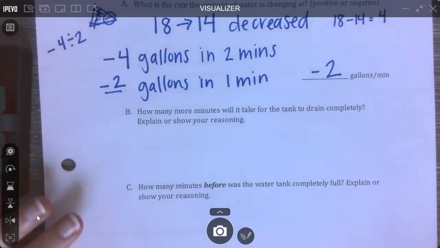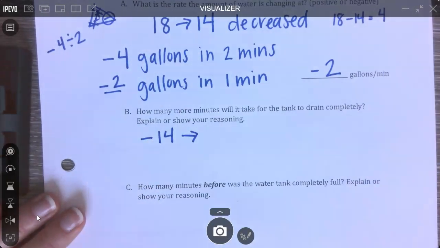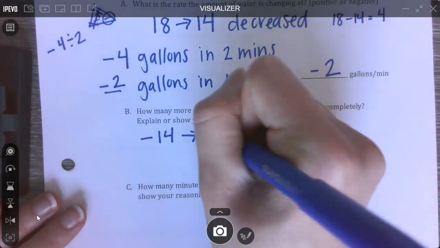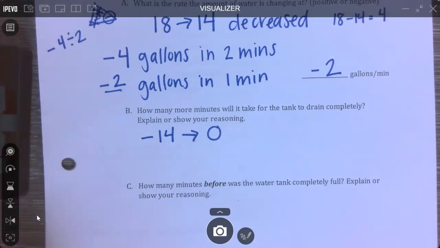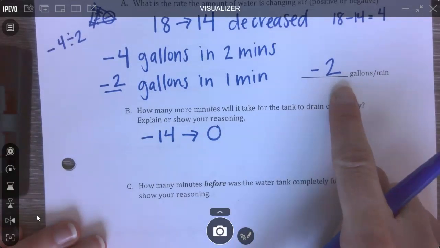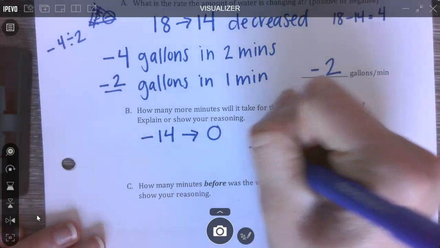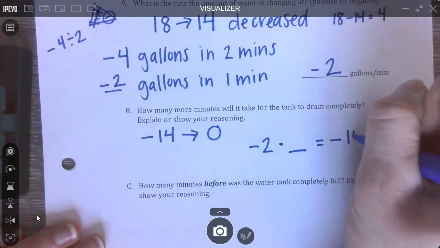So right now, we're at 14 gallons. We want to get so that there is no water left. So how much water is going to be in there? 0. So how many minutes is that going to take? Well, I need to go 14 gallons. And I know every negative 2 gallons per minute. Okay, so negative 2 times something gets me that negative 14.